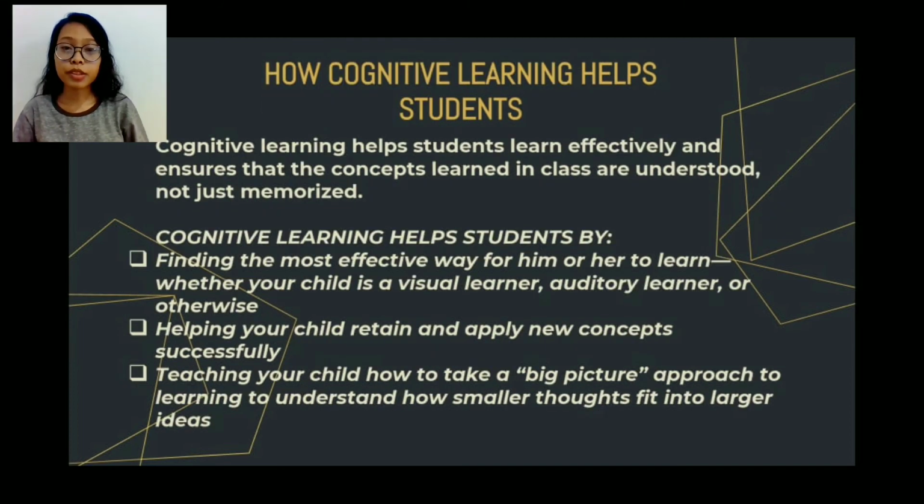How does cognitive learning help students? Cognitive learning helps students learn effectively and ensures that the concepts learned in class are understood, not just memorized. Cognitive learning helps students by, first, finding the most effective way for him or her to learn, whether your child is a visual learner, auditory learner, or otherwise. Second, helping your child retain and apply new concepts successfully. And third, teaching your child how to take a big picture approach to learning, to understand how smaller thoughts fit into larger ideas.